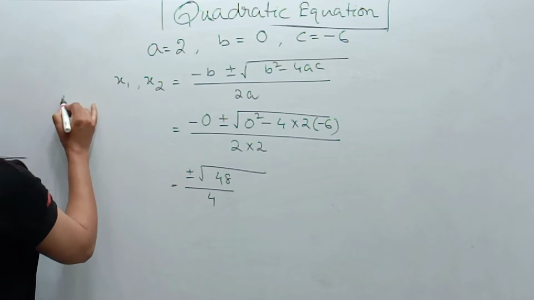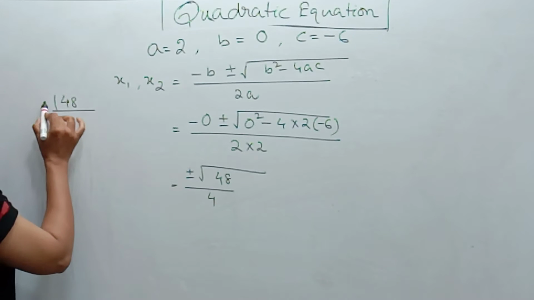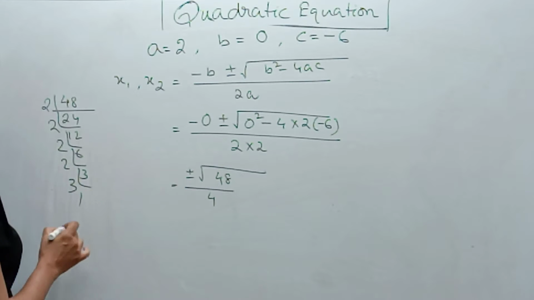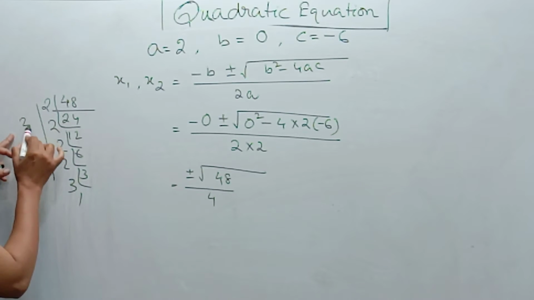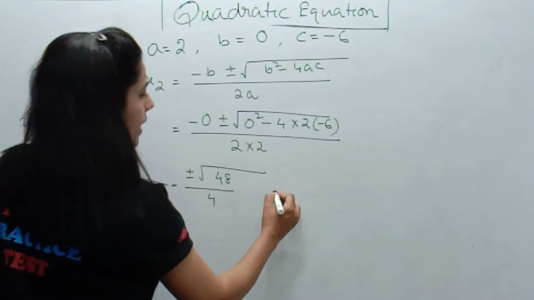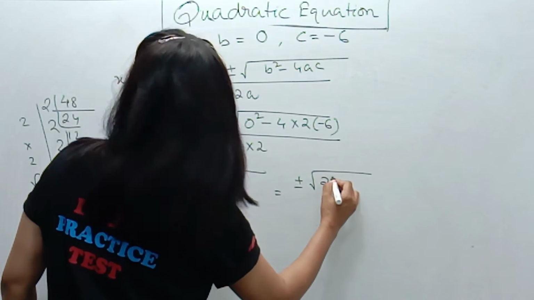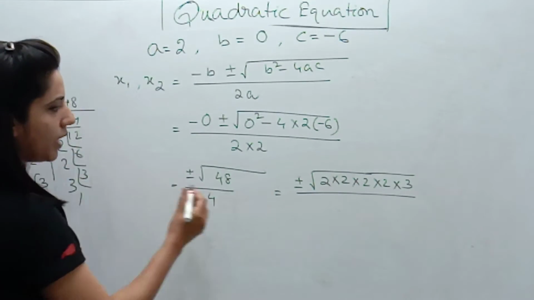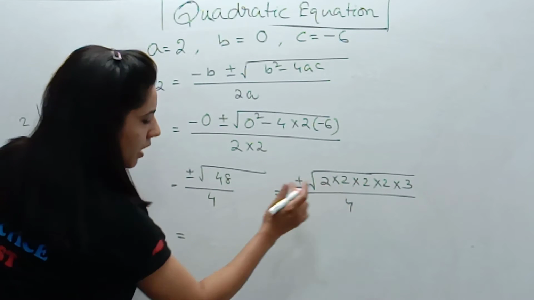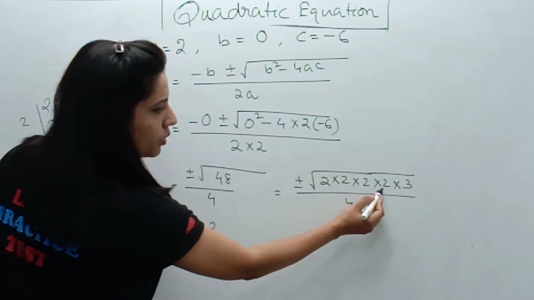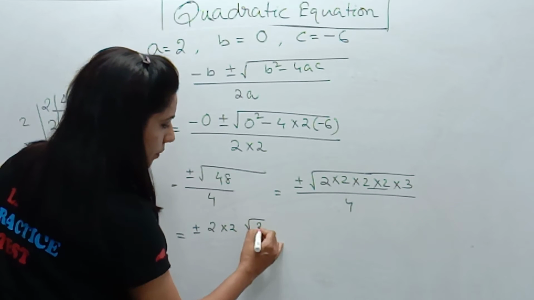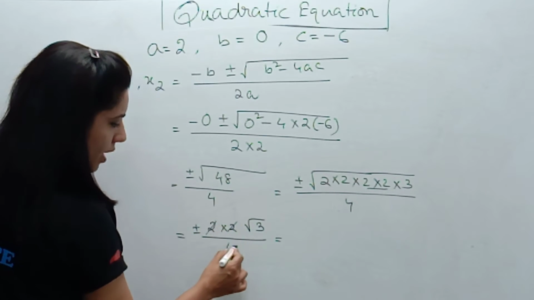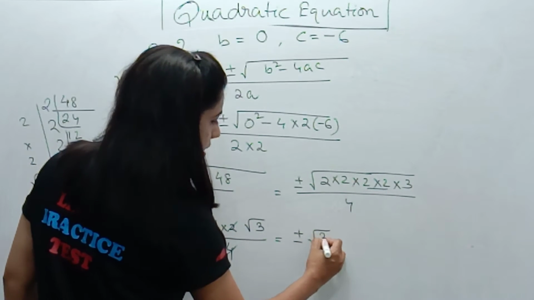Now what is the square root of 48? Let us do the prime factorization method. 2 twos are 4, 2 twos are 4, 2 sixes are 12, 2 threes are 6, 3 ones are 3. That means root of 48 is 2 into 2 into root 3. So I can write it here as 2 into 2 into 2 into 2 into 3, all the factors of 48, divided by 4. So plus minus 2 will come out, another 2 will come out and root 3 will remain, divided by 4. So we get 2 into 2 is 4, and 4 will get cancelled. We get plus minus root 3.